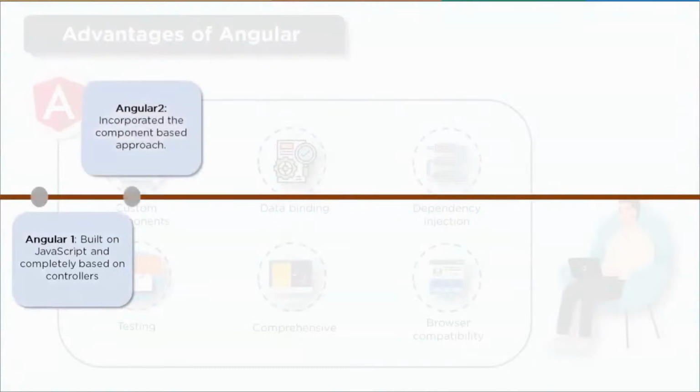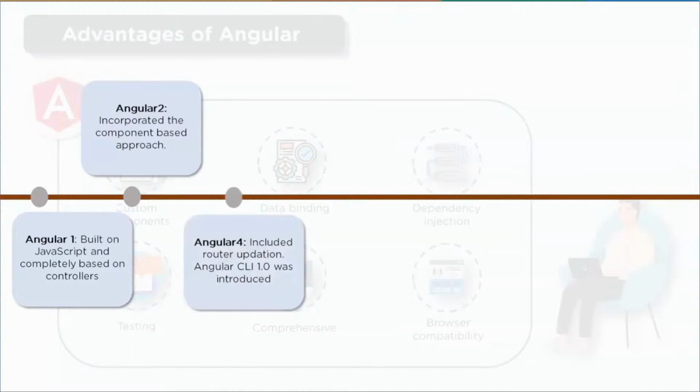Now, here are the different versions released. First up was Angular 1. It was built on JavaScript and completely based on controllers. Next release was Angular 2. Now, this incorporated the component-based approach, wherein the entire UI was divided into several components and lastly integrated to give the final logic.